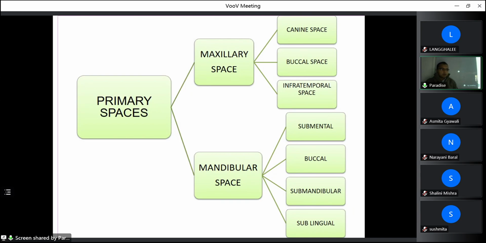So the most common space infection in maxillofacial region is buccal space infection. So buccal space infection is the most common space infection in maxillofacial region due to odontogenic infection. Okay, buccal space infection may happen either due to maxillary teeth or mandibular teeth.